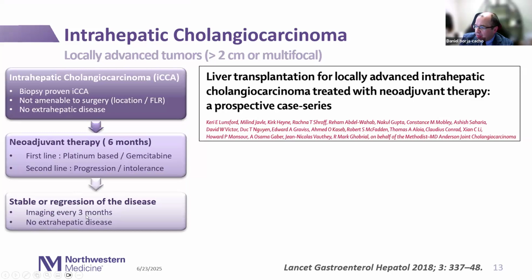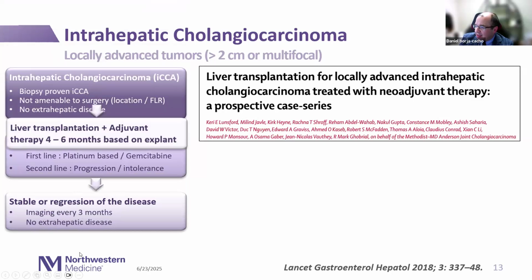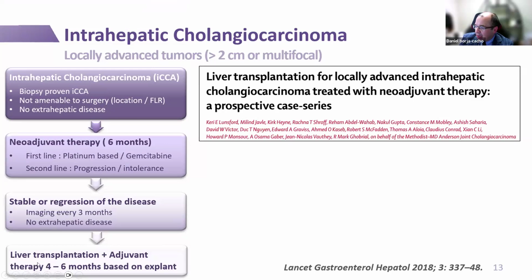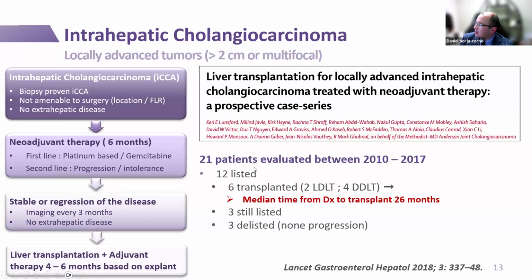The imaging was repeated every 3 months, no extrahepatic disease. Patients were transplanted and had adjuvant therapy for 6 months after the transplant, and it was started 6 weeks after the transplant. For the first time we were evaluating the role of neoadjuvant therapy, and something that is very important when we're trying to decide which patient benefits versus which one doesn't benefit is the disease has to be stable or regress for at least 6 months.